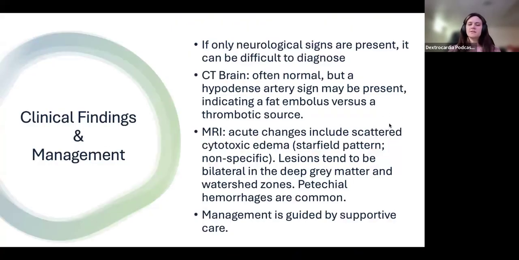If only neuro signs are present, it can be difficult to diagnose. The CT brain is often normal, but you can have an artery sign called the hypodense artery sign. It indicates that there's a fat embolus versus a thrombotic source causing the stroke symptoms. The acute MRI shows scattered cytotoxic edema, a star field pattern, but it's also nonspecific. Lesions tend to be bilateral in the deep gray matter and watershed zones. Petechial hemorrhages are common. Management is supportive care for these patients.